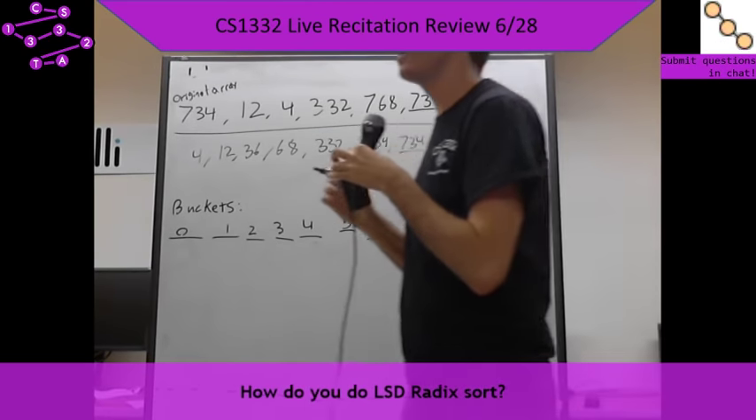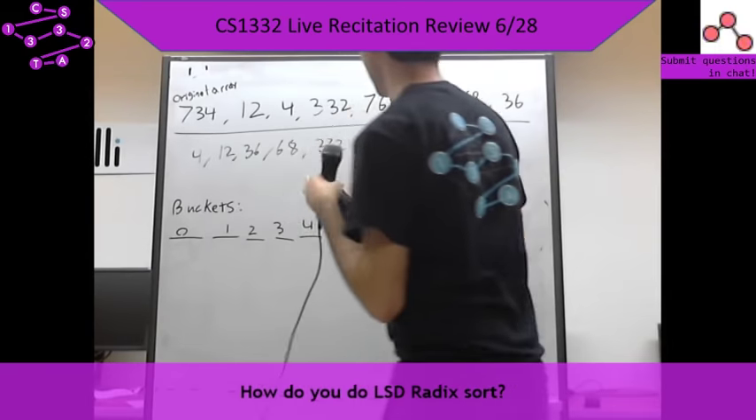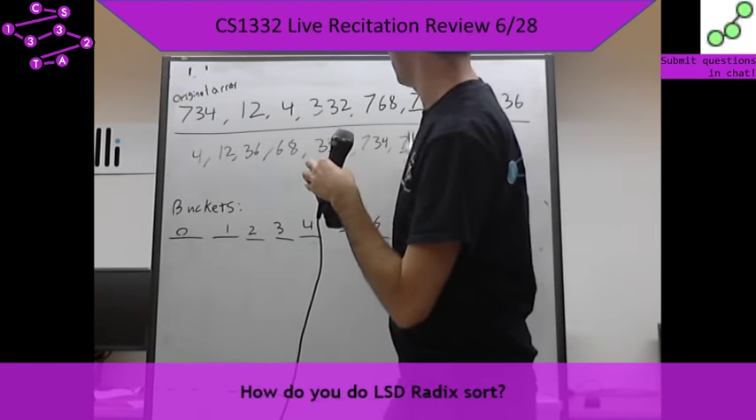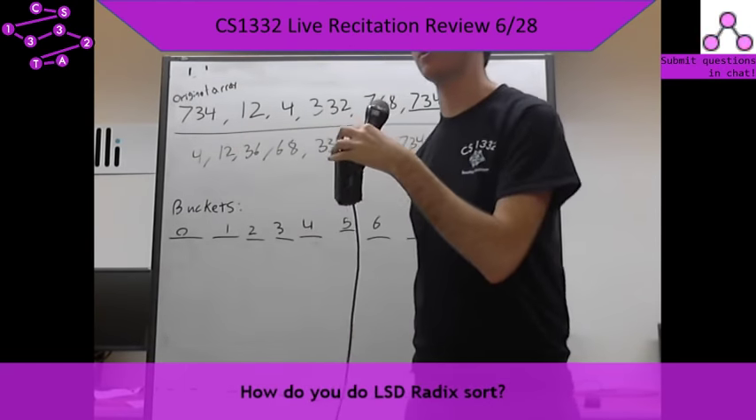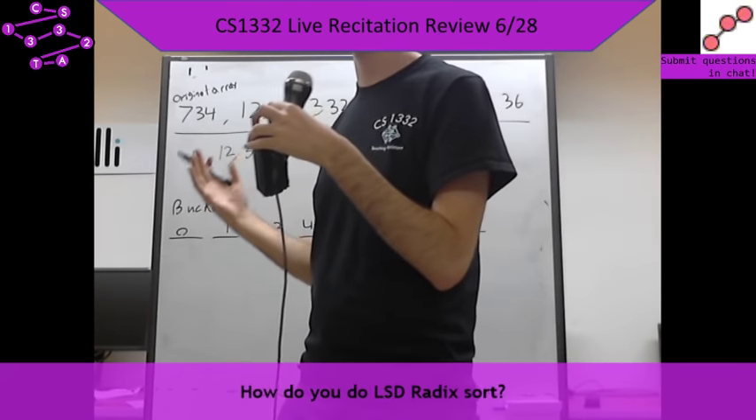Not only correctly getting the order of these numbers, but you'll see that these two duplicates are in the same relative order that they were in our original array. And that's because LSD Radix sort is a stable sort.